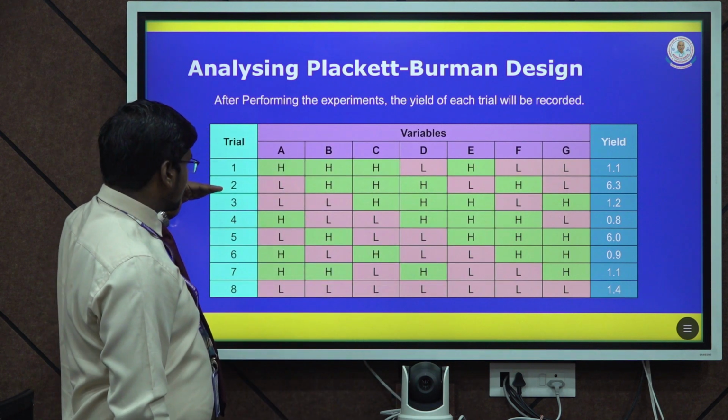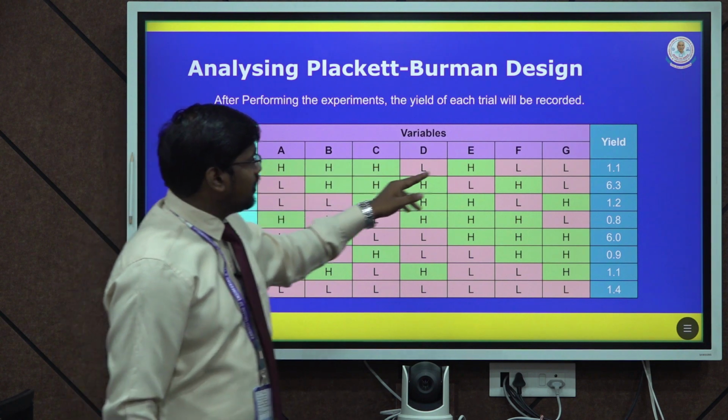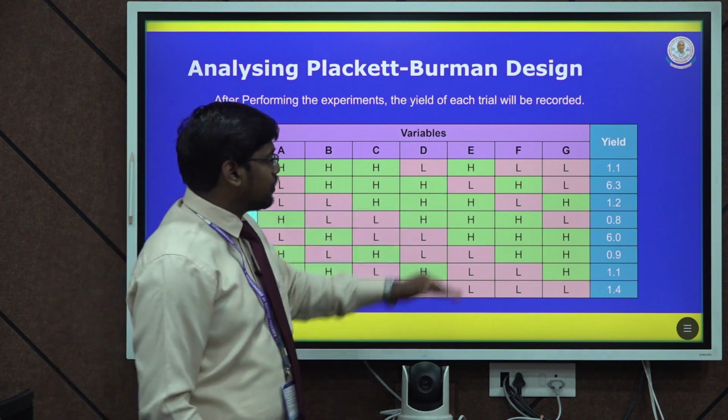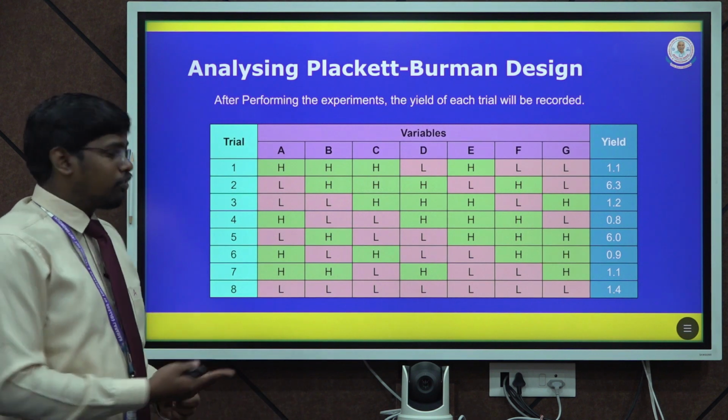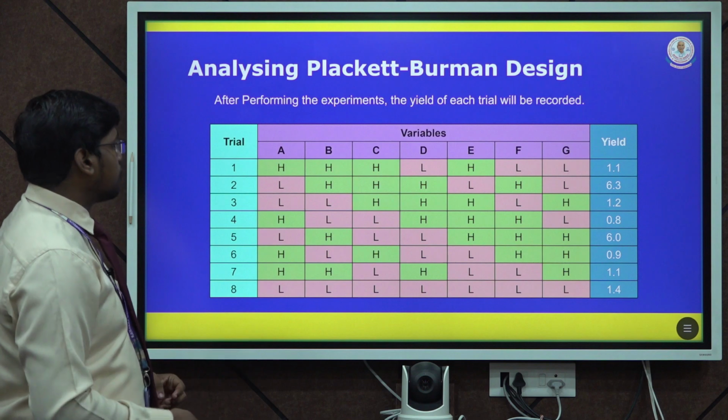Yield of the second trial, which consists of B, C, D and F at high levels, is 6.3. Similarly, we can record the experimental output of each experiment and go on to the further analysis.